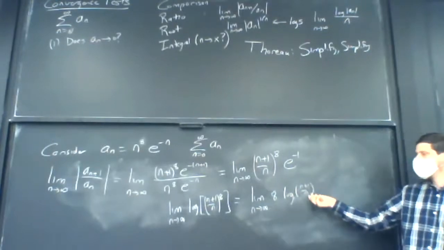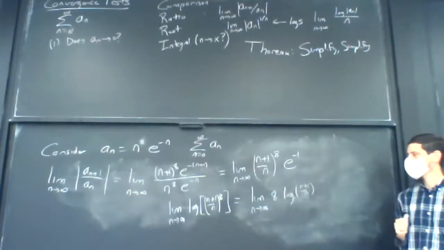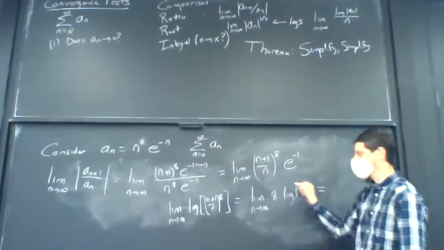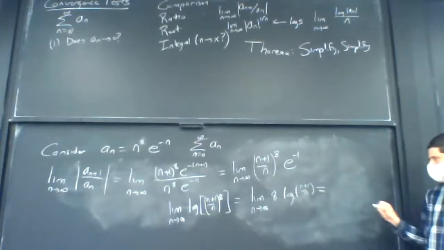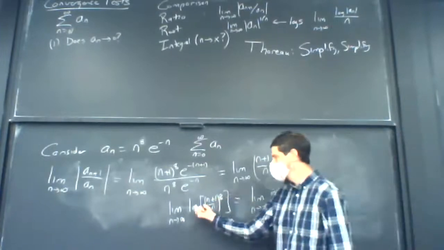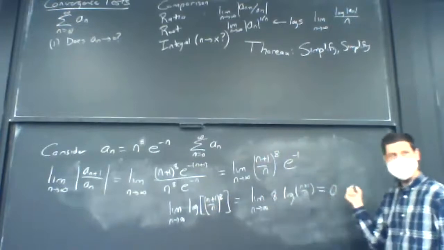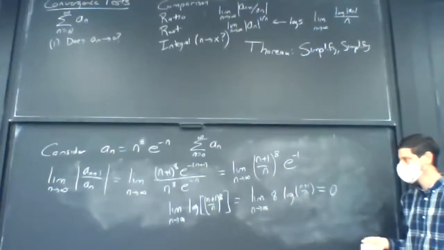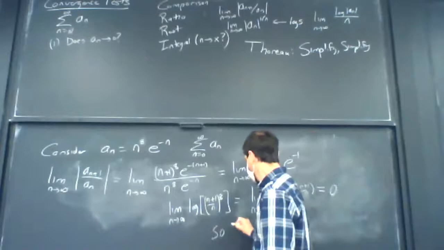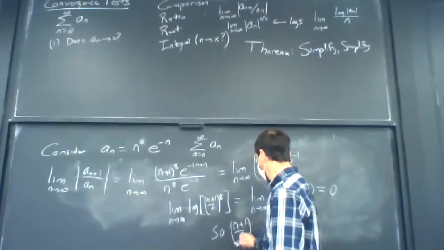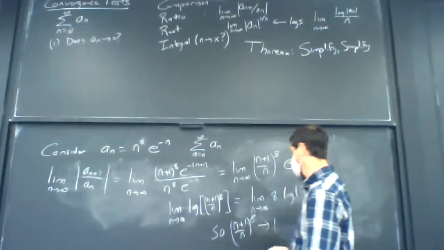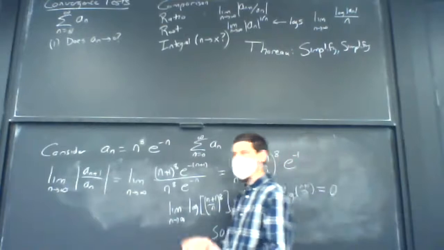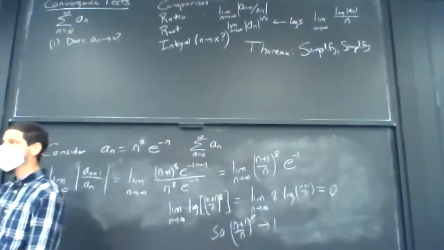If n plus 1 over n goes to 1, what does the log of n plus 1 over n go to? 0. And so what does 8 times 0 go to? 0. So we know the log of this expression goes to 0. Well, if the log of the expression goes to 0, then the expression goes to e to the 0, which is 1. So (n plus 1 over n) to the 8 goes to 1. And the same argument works if we did it to the kth power. And again, this is the power of logarithms.